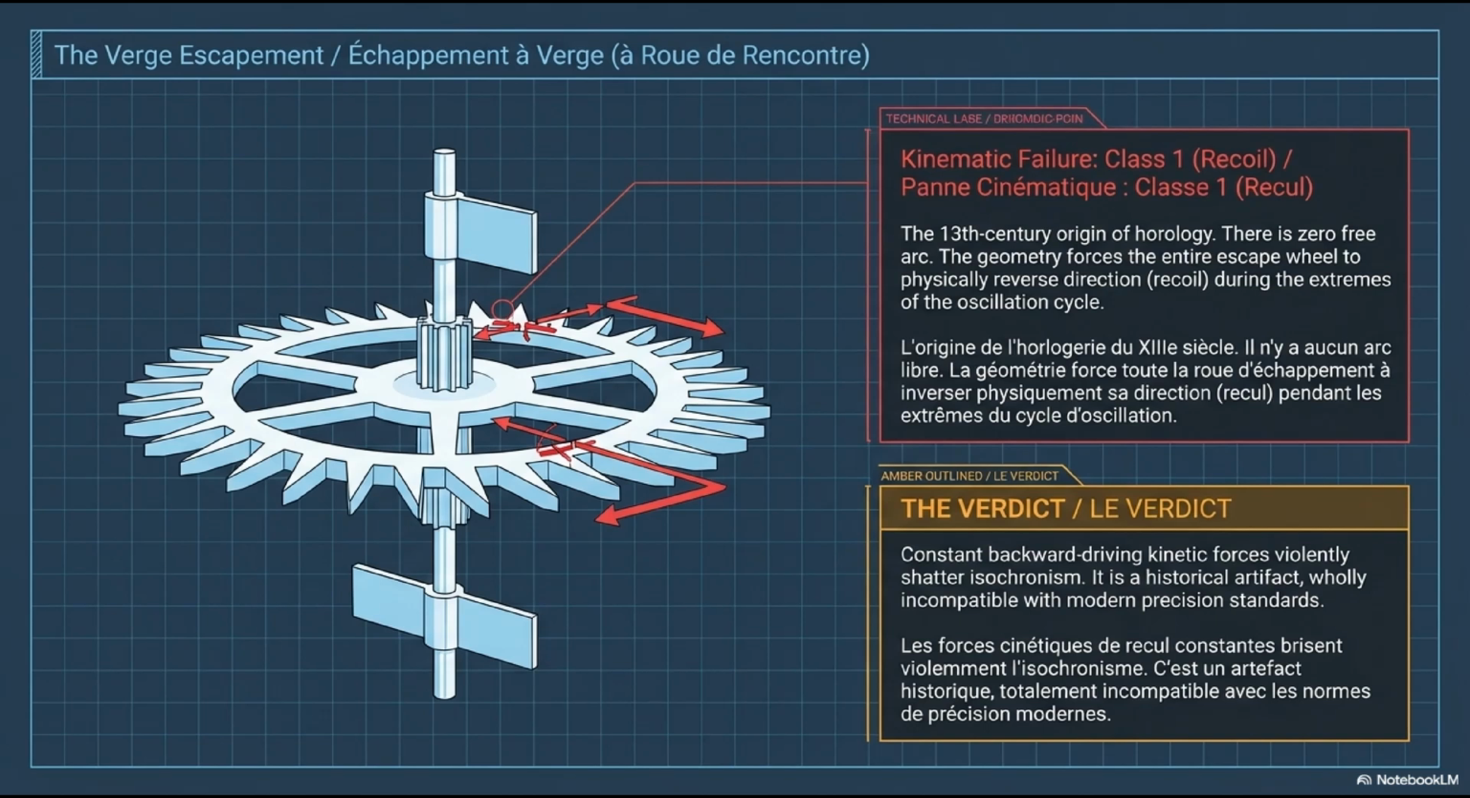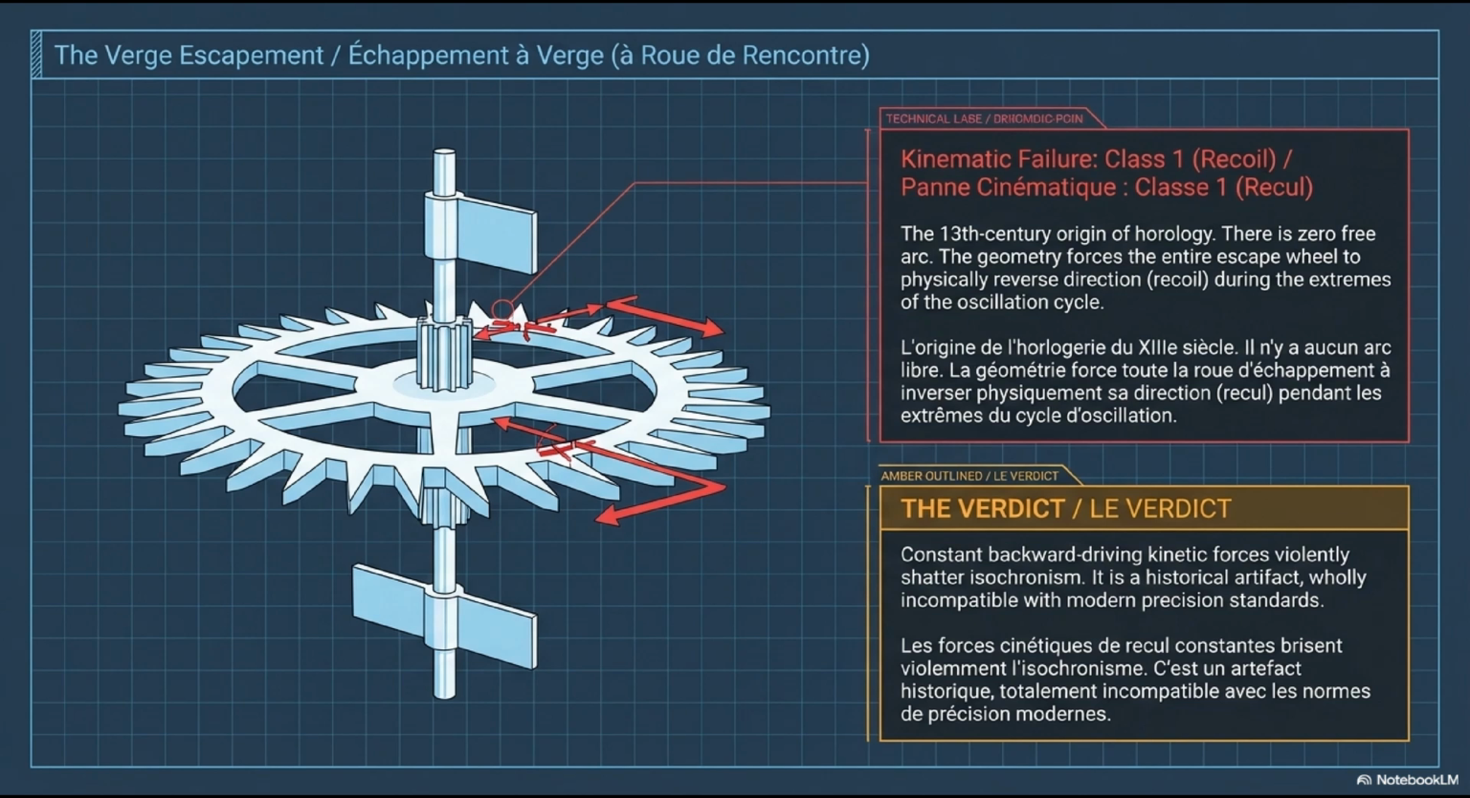The verge escapement, échappement à verge, also called the crown wheel escapement, échappement à roue de rencontre, is the oldest mechanical escapement in the historical record. The architecture is entirely different from anything we've covered. There is no separate pallet fork. The escape wheel, roue de rencontre, rotates in a plane, but its teeth project radially outward and perpendicular to the rotation plane, like the points of a crown. The balance staff, the verge itself, runs perpendicular to the crown wheel's rotation axis.